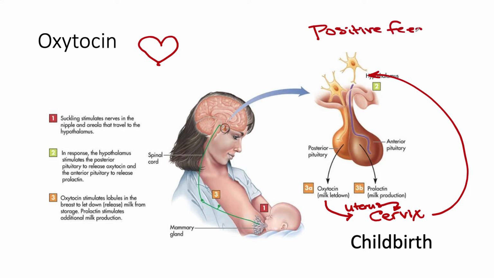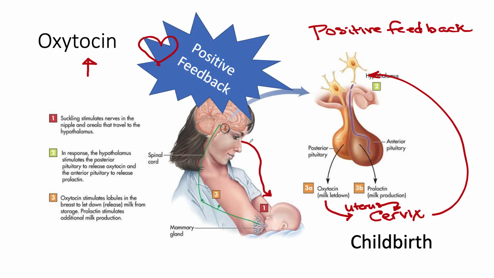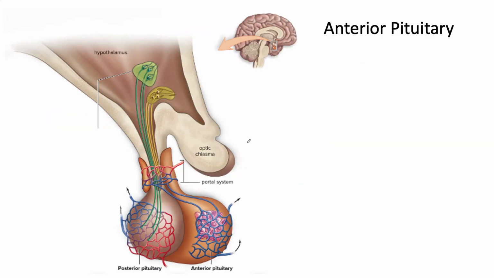And again, most of the mechanisms in the body are negative feedback, but childbirth happens to be one of the positive feedback ones. So this keeps going round and around and around until eventually the uterine contractions get so strong that they're strong enough to push out the baby. So those are the two hormones involved with the posterior pituitary. Now let's talk about the anterior pituitary.